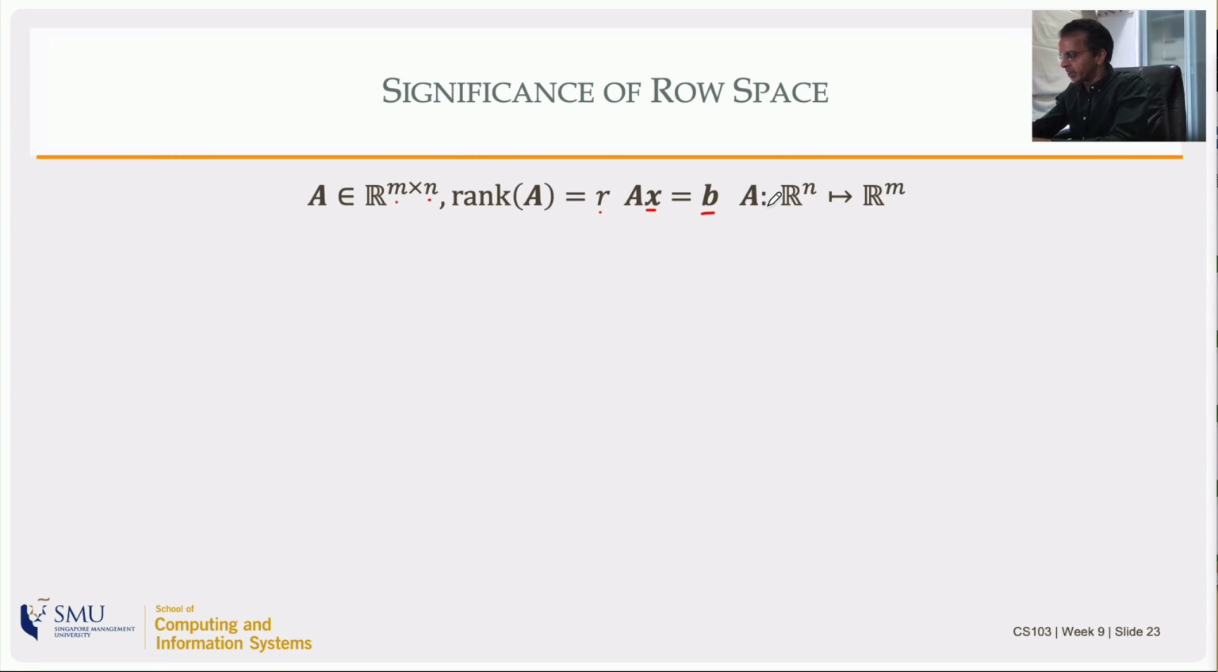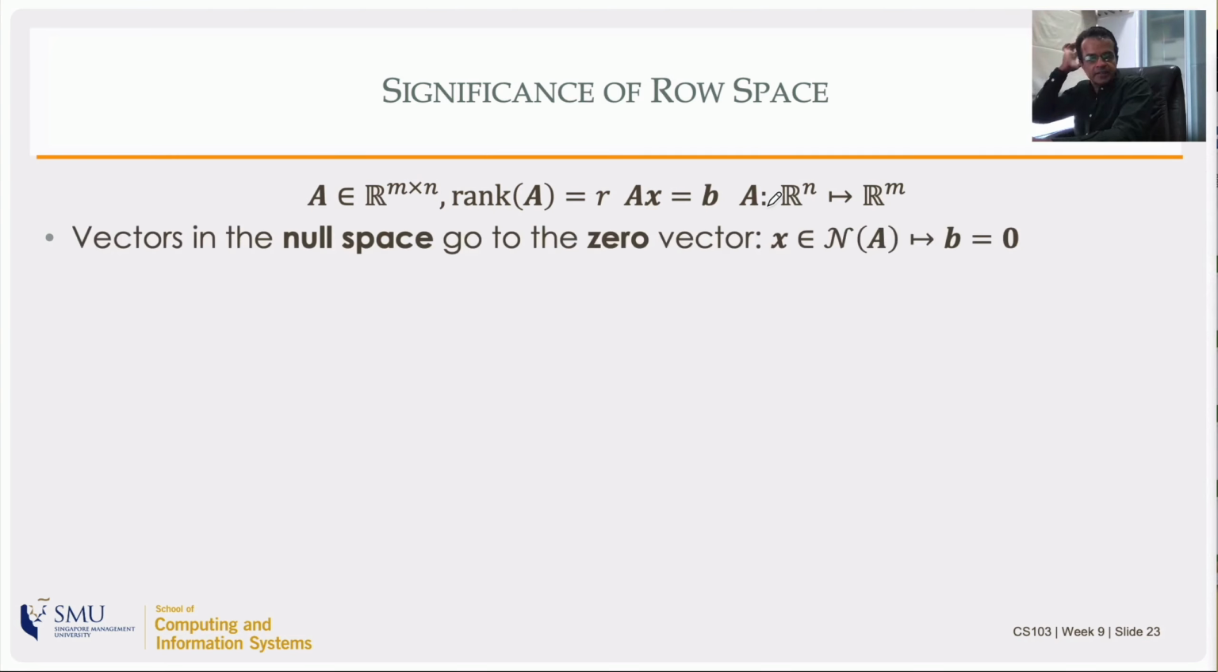Now we already saw that the null space is the collection of all possible solutions of Ax equal to 0, which means vectors in the null space will go to the zero vector. If you take an x in the null space, Ax is going to be 0. So vectors in the null space will go to b equal to 0. So vectors in the null space will map to 0.